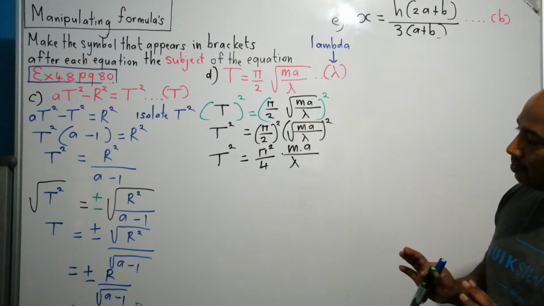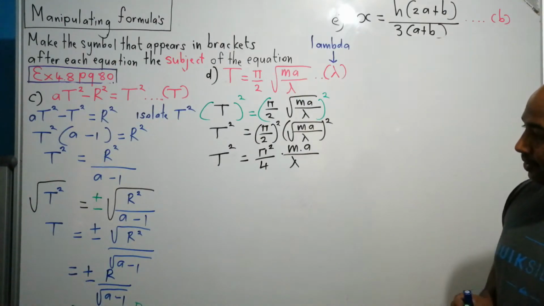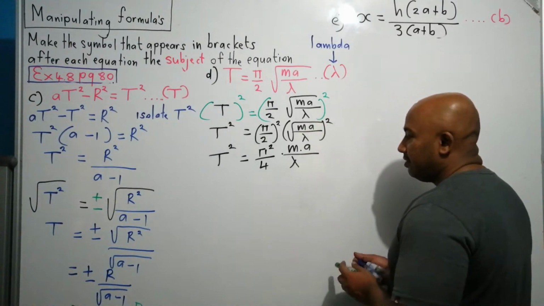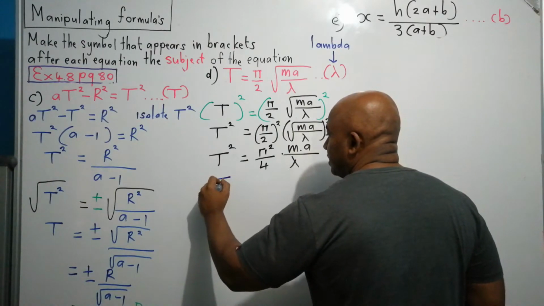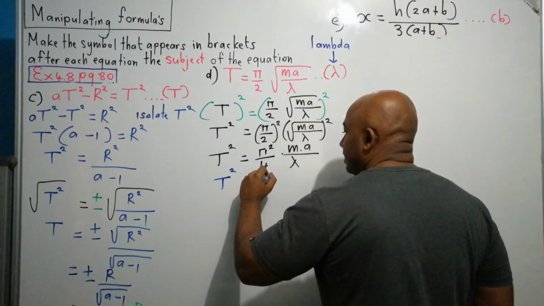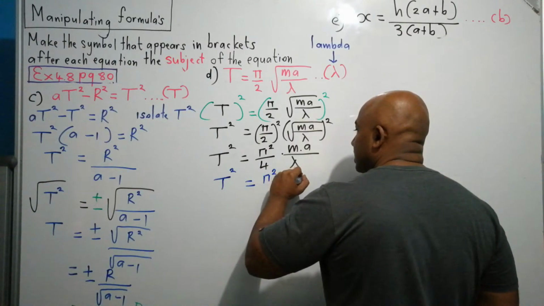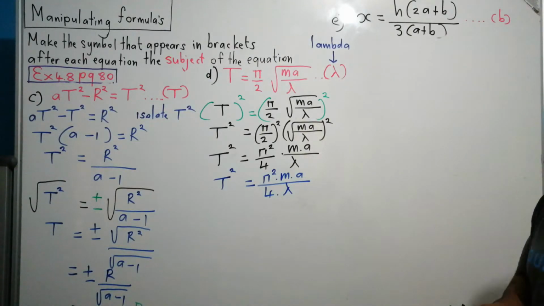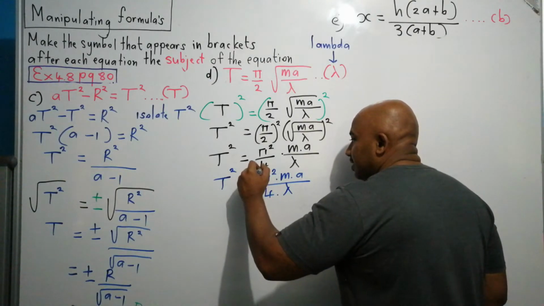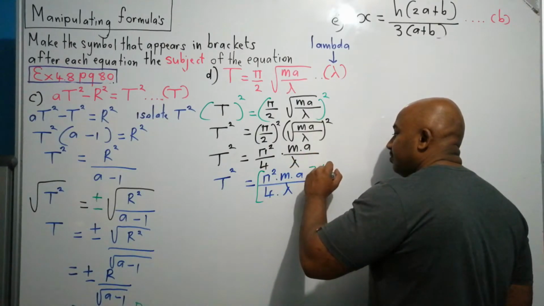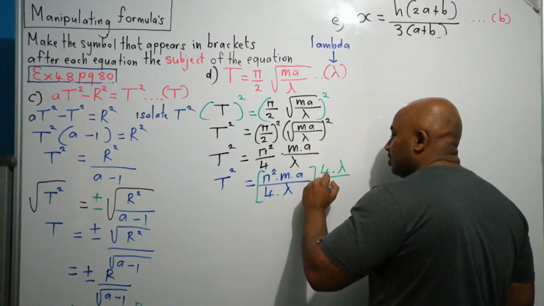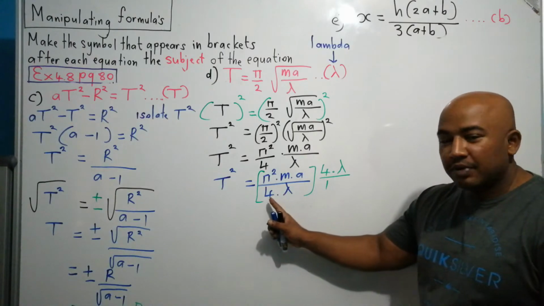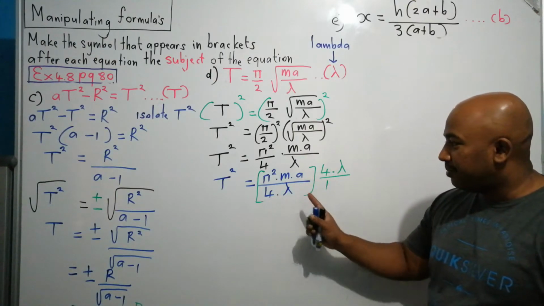Okay, what we can do is now get rid of the fractions. So this is what I have at the moment. I have t squared on the left hand side, and on the right I have pi squared times m times a divided by 4 times lambda. If I want to get rid of this fraction, what I can do is multiply by 4 times lambda over 1 on the right hand side. Why am I doing that? So there won't be any fraction. 4 and 4 will cancel, lambda and lambda will cancel.